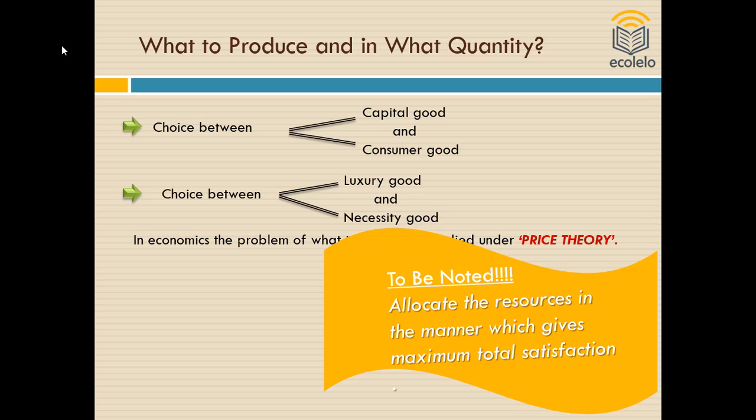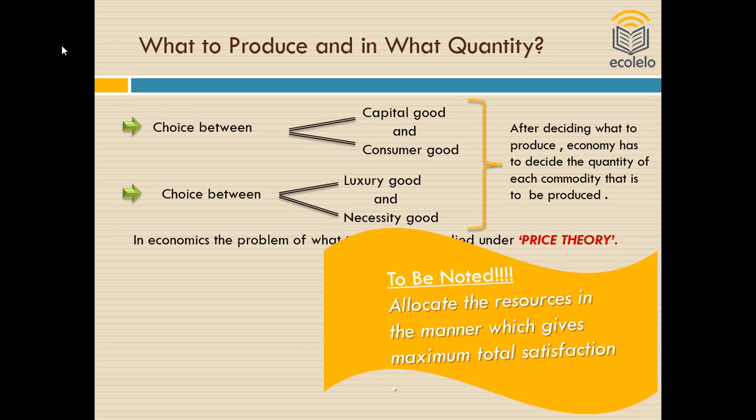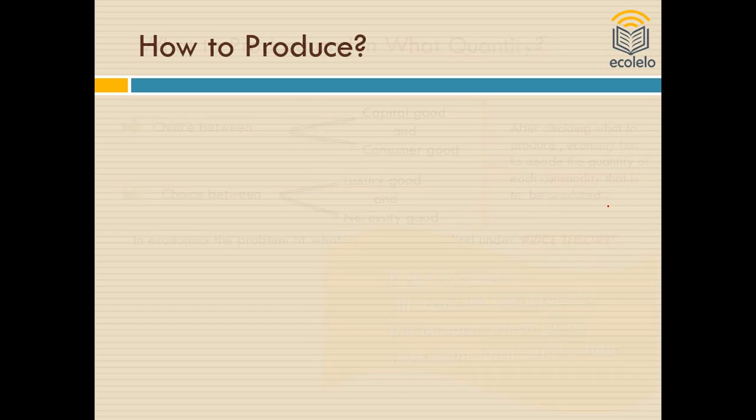You need to think, or you need to come to a conclusion that by producing this particular good, the total satisfaction in the economy would be maximum. Okay, now once you have made this decision of what to produce, then you have to decide how much of the quantity is to be produced. I hope you've understood this problem.